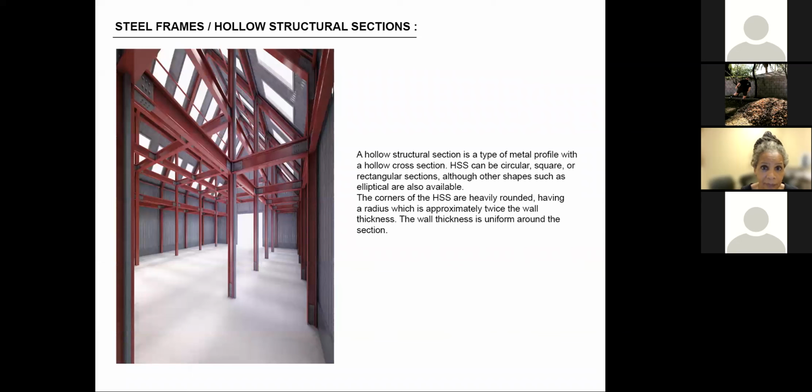The fourth one is the steel frames, which is also known as hollow structural section. Hollow structural section, also known as HSS, is a type of metal profile with a hollow cross section. Basically, HSS can be circular, square, or rectangular sections, although other shapes such as elliptical are also available. The corners of hollow structural sections are heavily rounded, having a radius which is approximately twice the wall thickness.